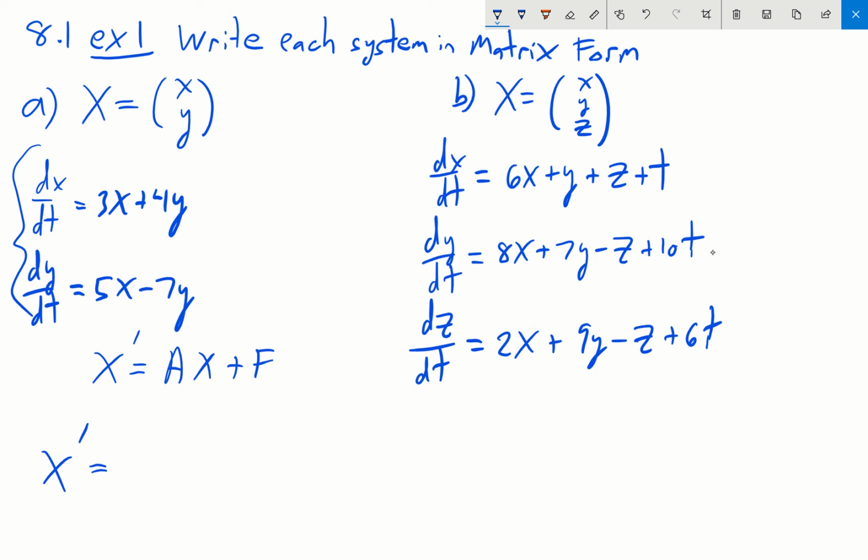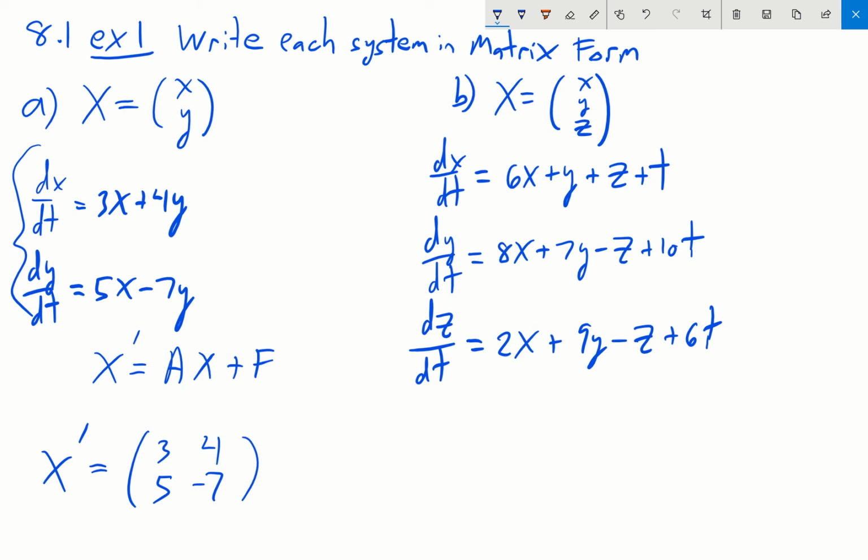So this is a 2 system, right? It's got 2 equations in 2 variables x and y. So our A matrix is going to be 2 by 2. And literally you're just writing those coefficients. It's going to be 3 and 4 as the first entries in row 1. In row 2, coming from the second equation, we have 5 and negative 7. And right now these are just constants, but keep in mind that generally they could be functions of t.